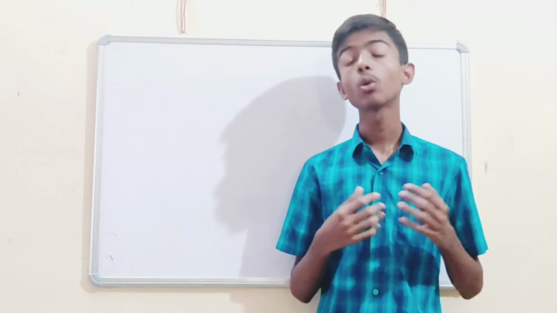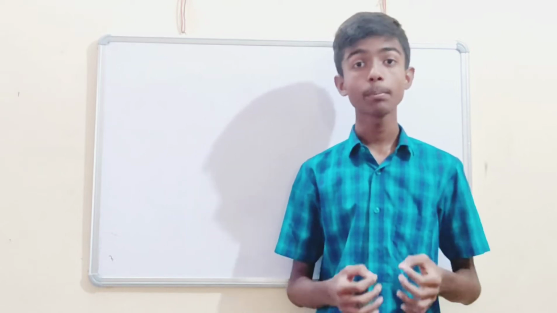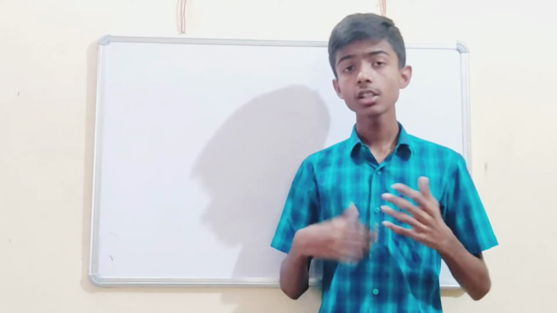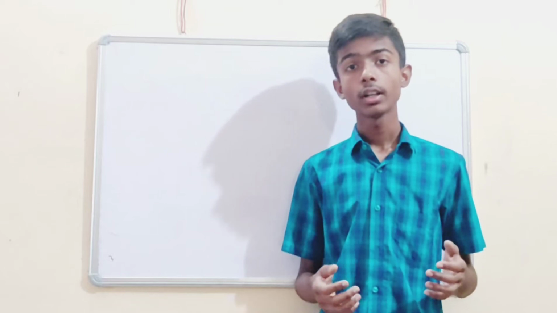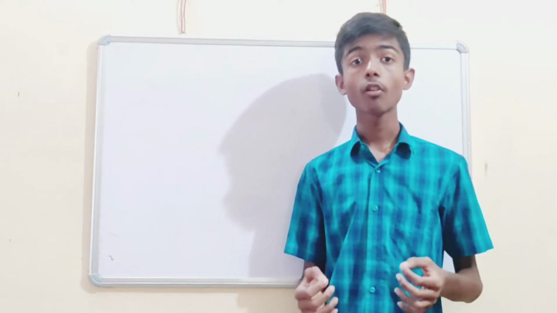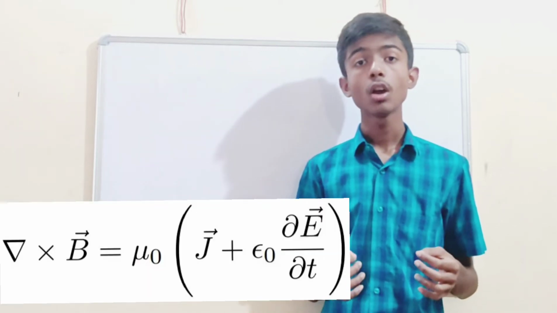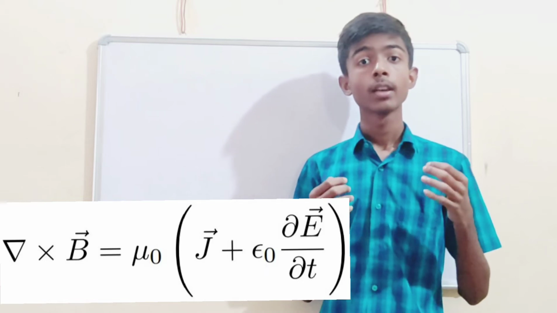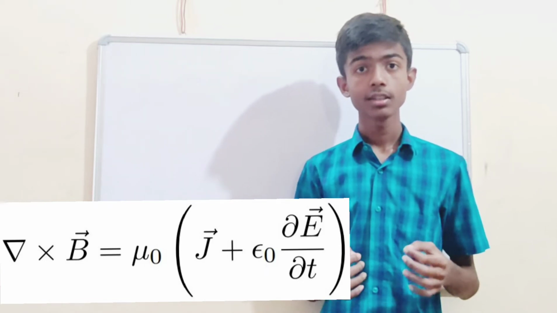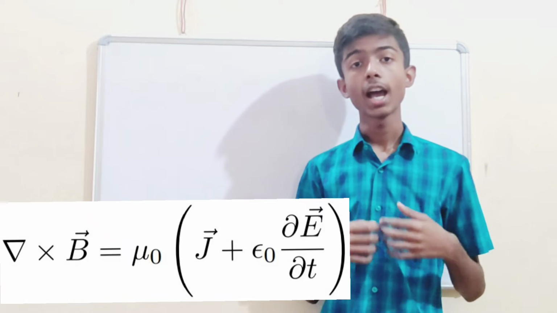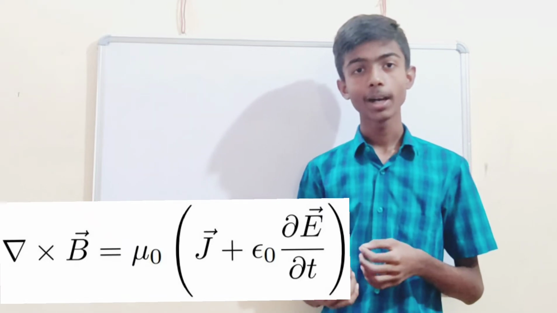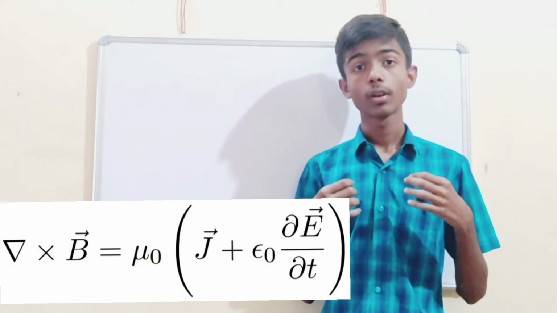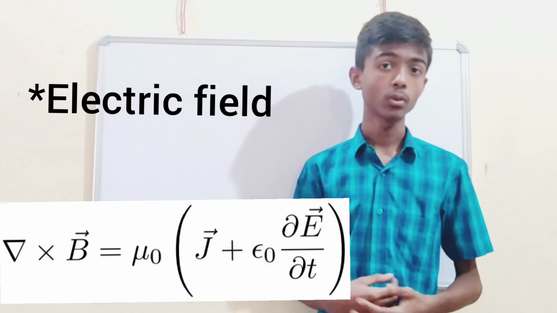Now let's move to the fourth equation. The fourth equation is Ampere's law. In its differential form, Ampere's law tells us that the curl of the magnetic field is equal to mu naught multiplied by the electric current plus mu naught multiplied by epsilon naught multiplied by the rate of change of the electric field with respect to time.